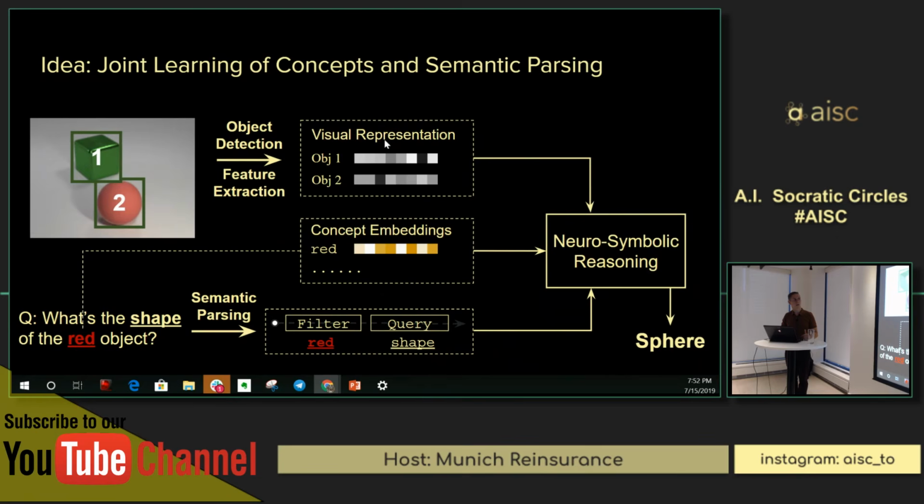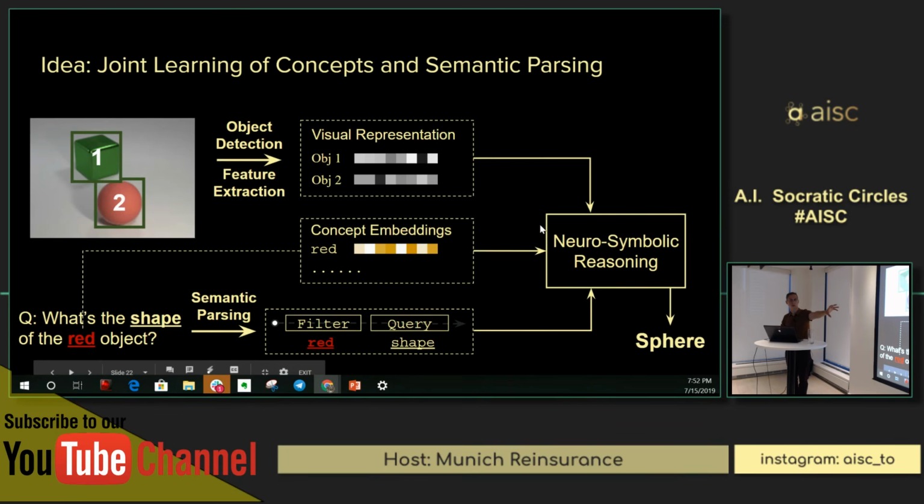Everything else, like object representations, is learned. Concept embeddings are learned, but you have the list of these concepts. The semantic parser is trained as well, and this module is basically the cherry on the cake, which controls everything. It takes the functions from the program, so from here.